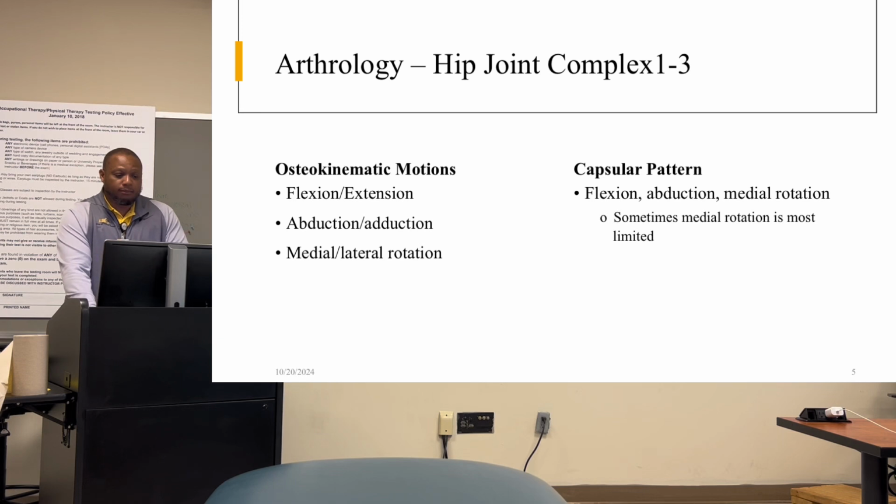The hip joint complex has the osteokinematic motions of flexion and extension, which occur in the sagittal plane, abduction and adduction, which occur in the frontal plane, and medial and lateral rotation, which occur in the transverse or horizontal plane. A capsular pattern of restriction for the hip joint complex is flexion, followed by abduction, followed by medial rotation. Sometimes medial rotation is most limited.